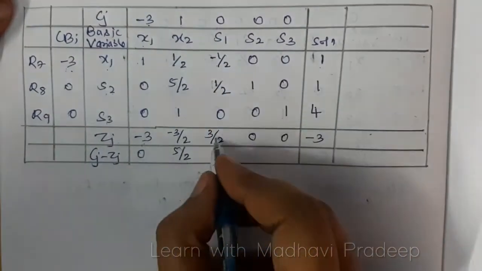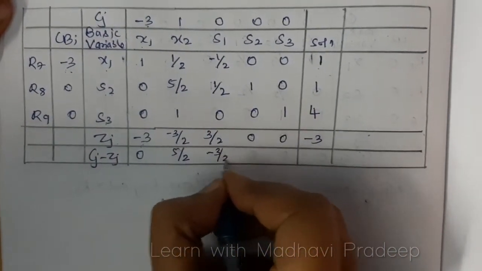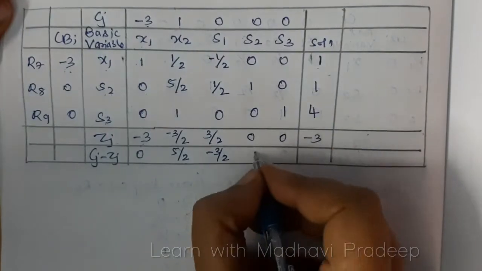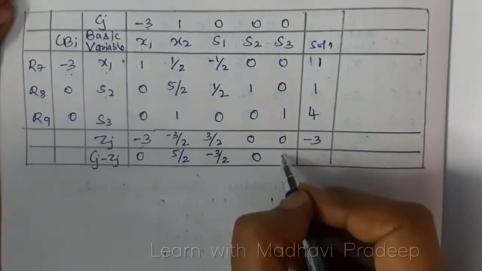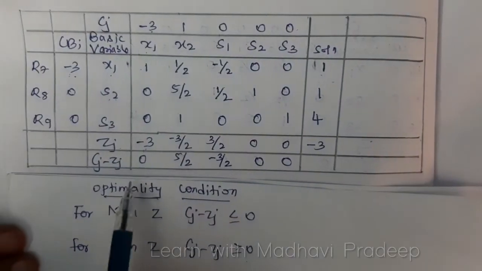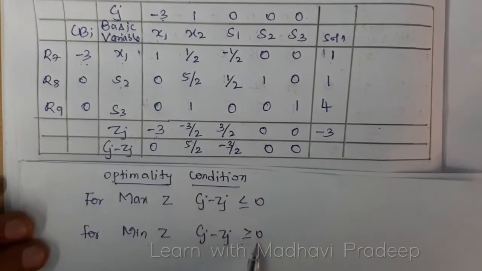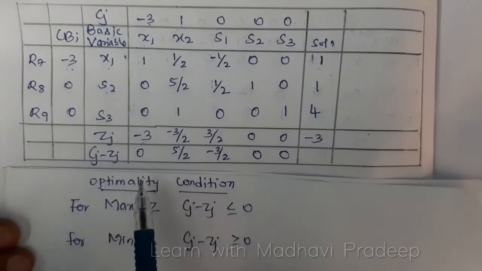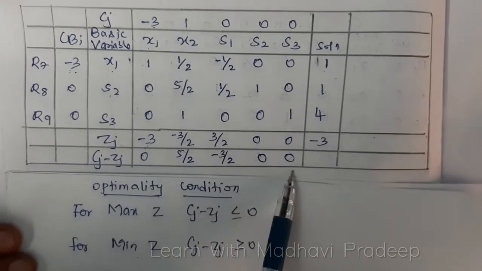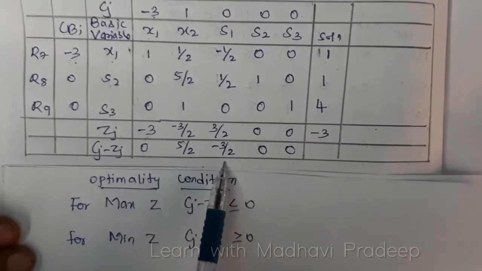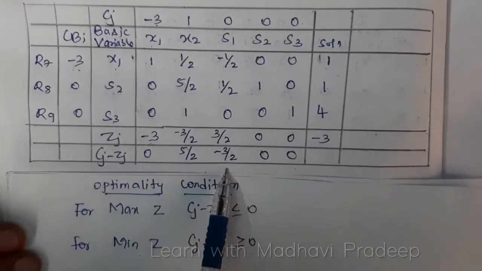Next 0 minus 3 by 2. That is minus 3 by 2. 0 minus 0, 0. 0 minus 0, 0. Now check for the optimality condition. For a minimization problem, the Cj minus Zj should be greater than or equal to 0. Now check whether all the values we have got are positive. So still we have one negative value, so we need to proceed again with the next iteration.